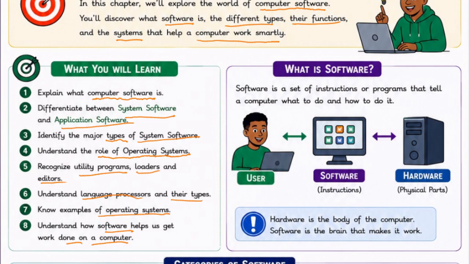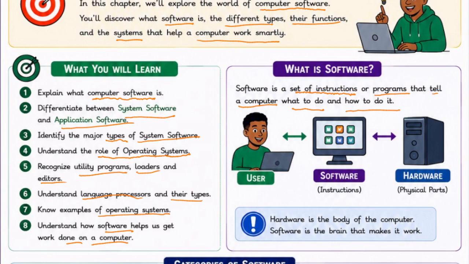So what are the keywords in defining software? Number one is set of instructions. Software is a set of instructions or programs. Number two is that it tells the computer, not human beings. It tells the computer what to do and how to do it. As simple as that. Software is a set of instructions or programs that tell a computer what to do and how to do it.